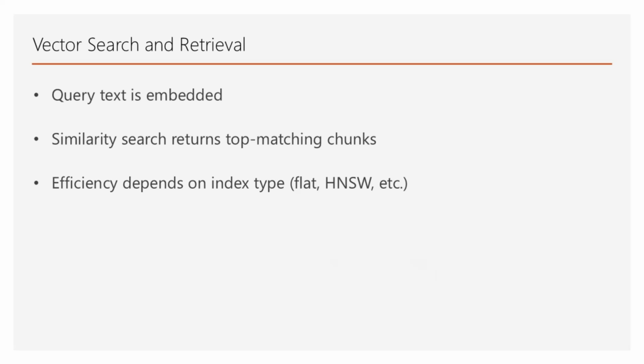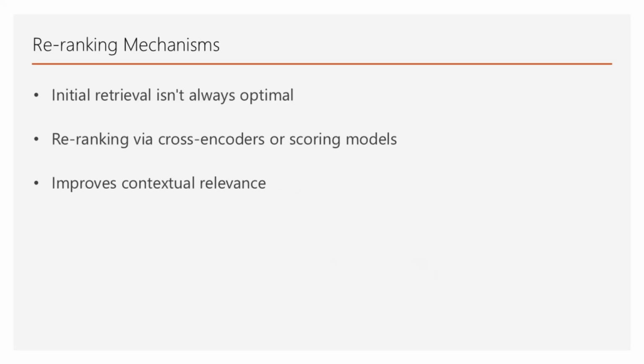The speed and accuracy of this step hinges on how the index is built. Initial retrieval is fast but can be shallow. That's why RAG pipelines often include re-ranking, that is, a second pass where retrieved chunks are scored in context of the query using deeper models or relevance signals.